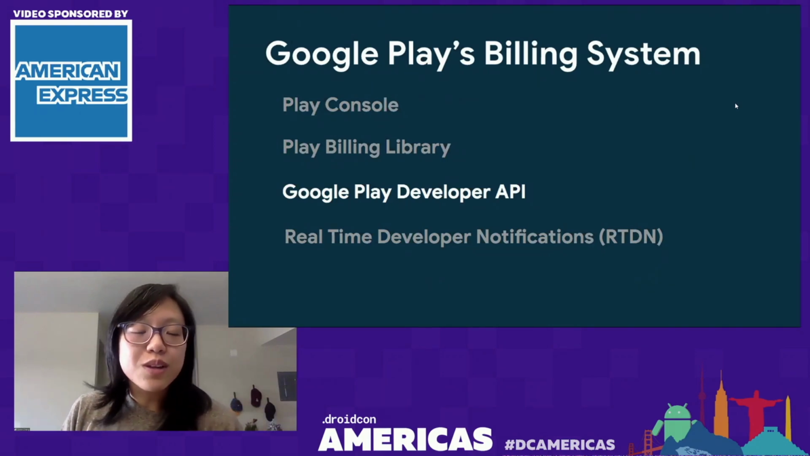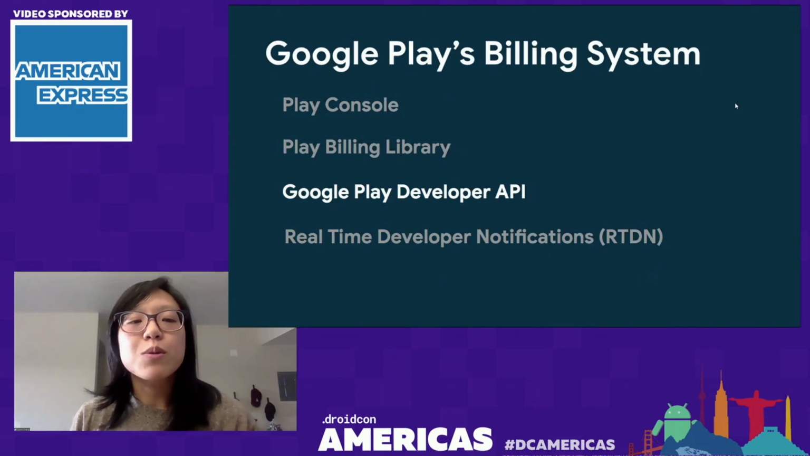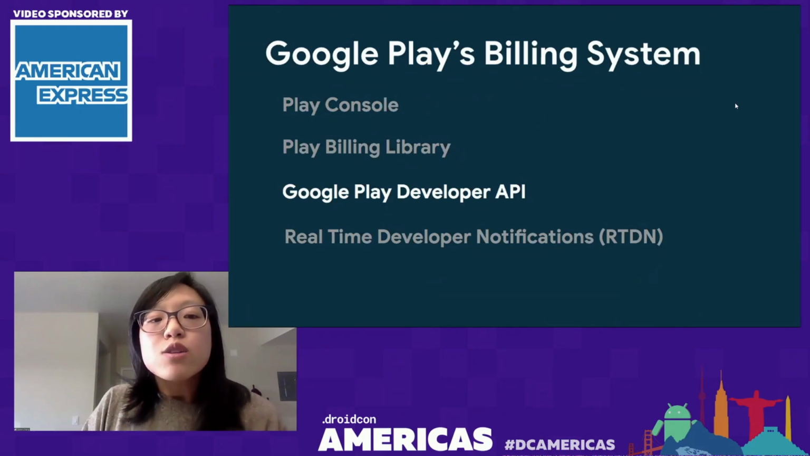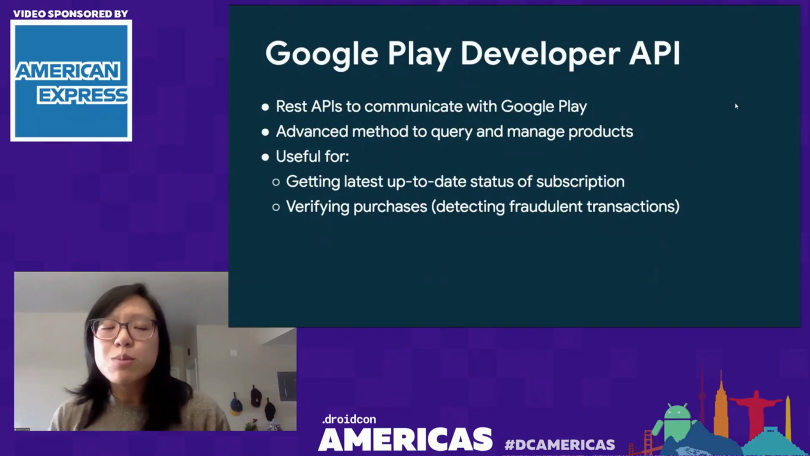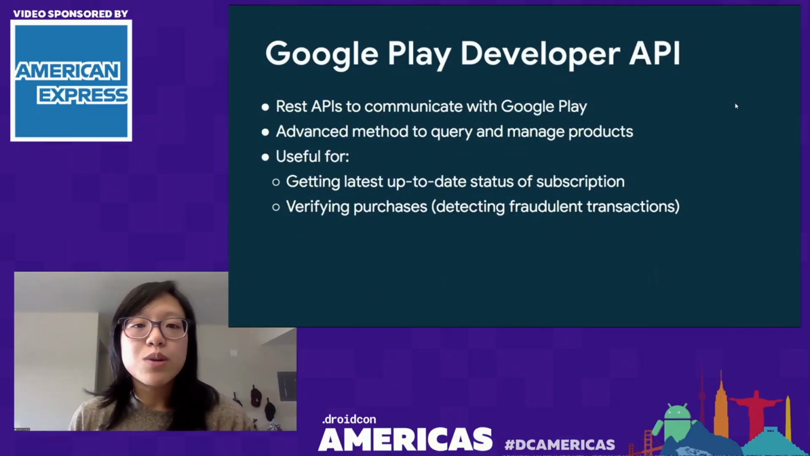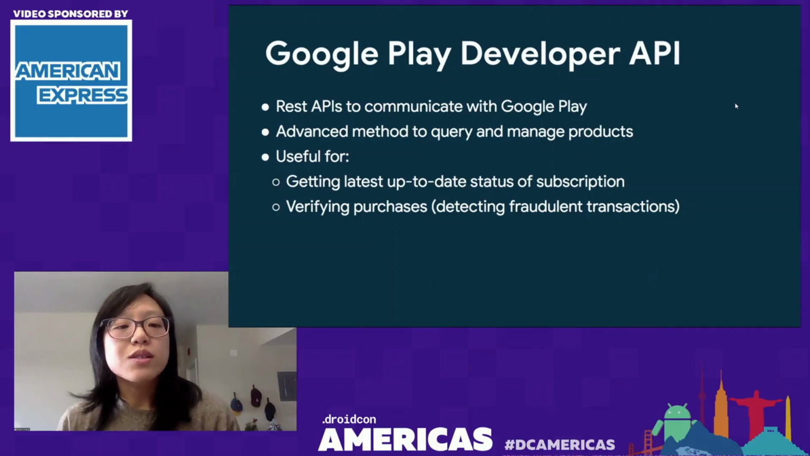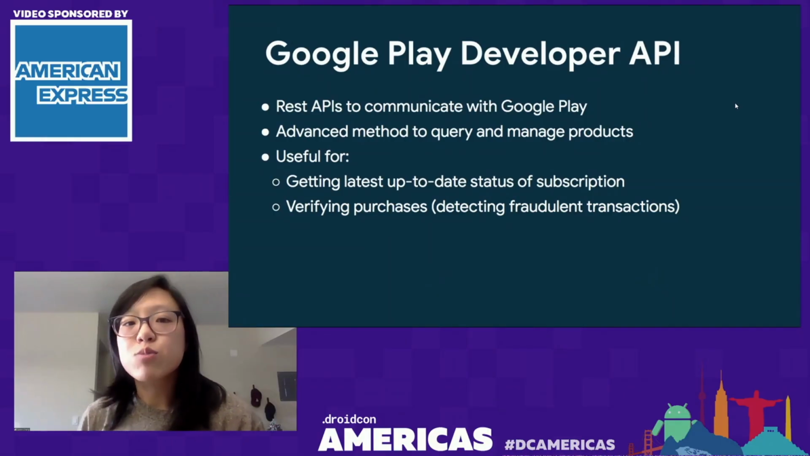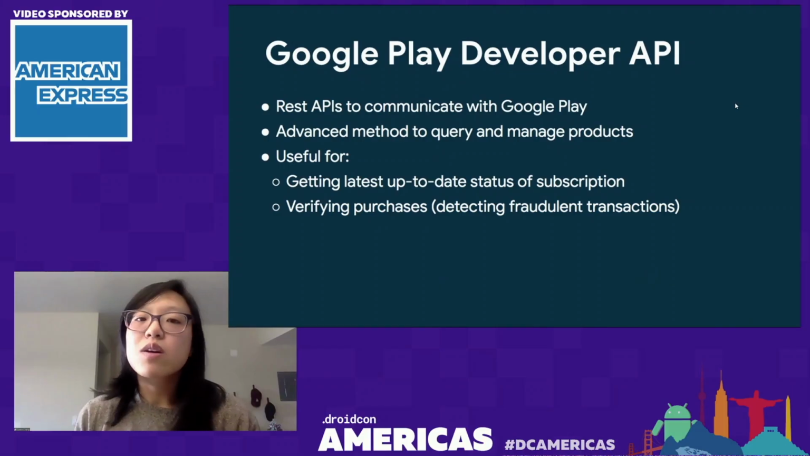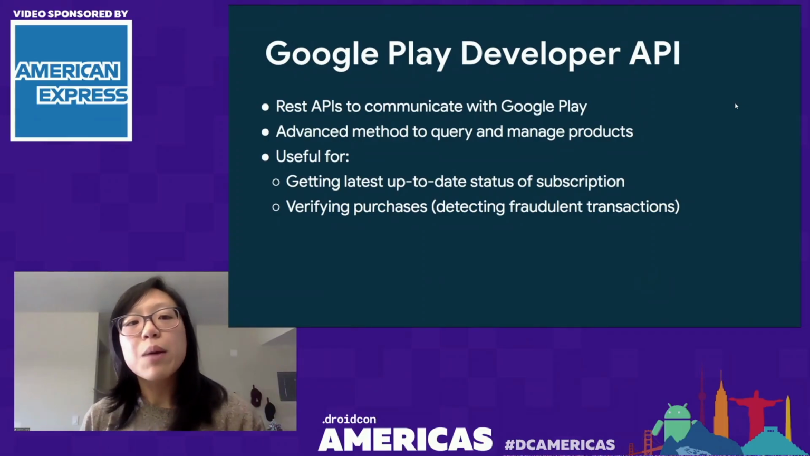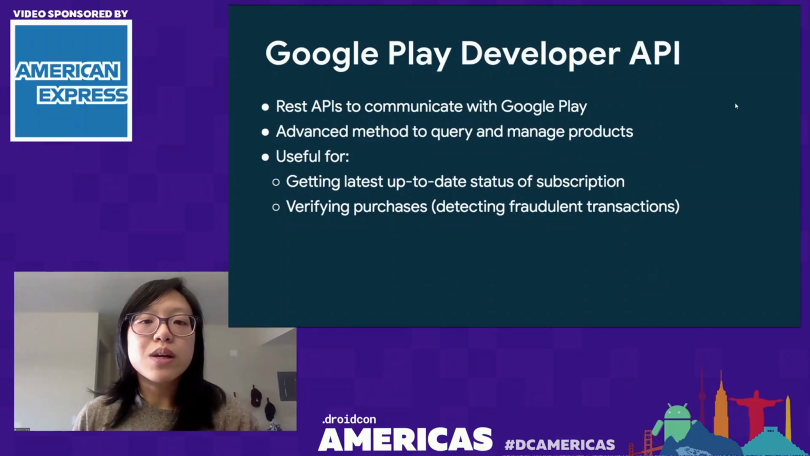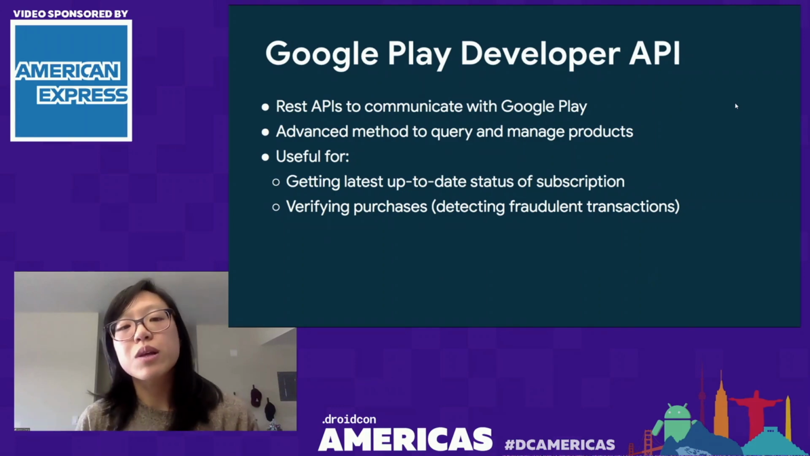The third thing that's really important, that I don't think a lot of people are too familiar with, is the Google Play Developer API. It's basically a set of REST APIs to help you communicate with Google Play. The reason this is really useful is because it's an advanced method for you to query and manage products. Since these are REST APIs, you can call them from your backend, or from your Android app, wherever you think is appropriate. This will let you query and manage products directly by communicating with Google Play, without having to go through the Play Billing library.